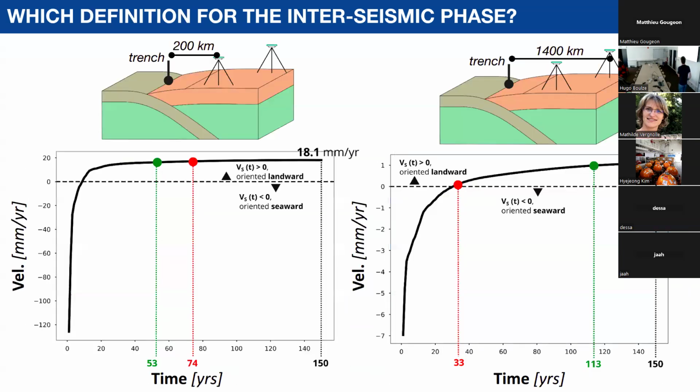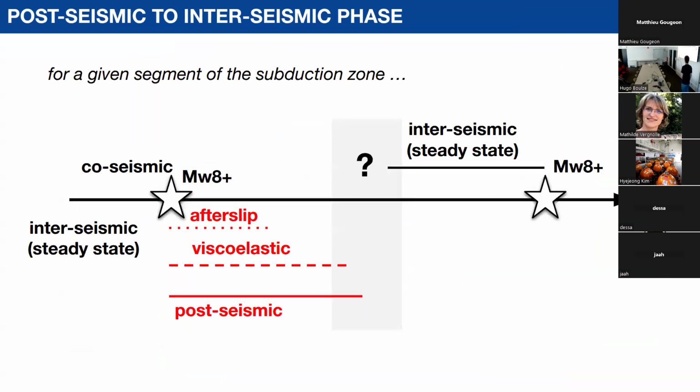So it comes from the fact that when you are close to the trench, you have in green here, your velocity is very high. You have at the end of the seismic cycle 18 millimeters per year. But when you are in far field, your maximum velocity is 1.1 millimeters per year. So 1.1 millimeters per year minus 1 is very close to 0. So your time is very low. And on the contrary, if you're using the physical definition, you will need more time to reach this transition between inter-seismic and co-seismic.